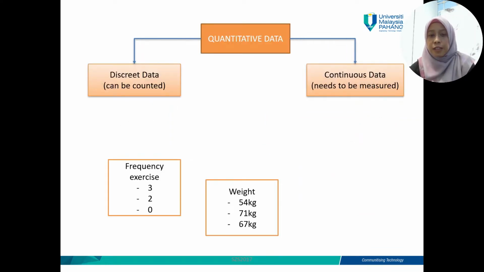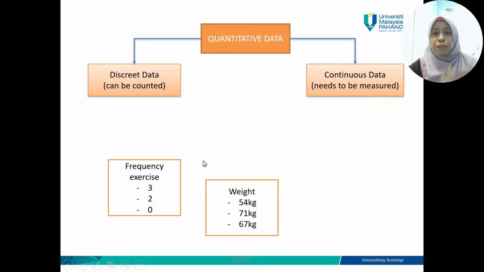Next, let's take a look at the two classifications under quantitative data, which are discrete data and continuous data. So discrete data are the variables that you need to count in order to get the data value. You need to do counting, 1, 2, 3. That's considered as discrete data. And continuous data is the variable which you need to do measurement to get the data value.